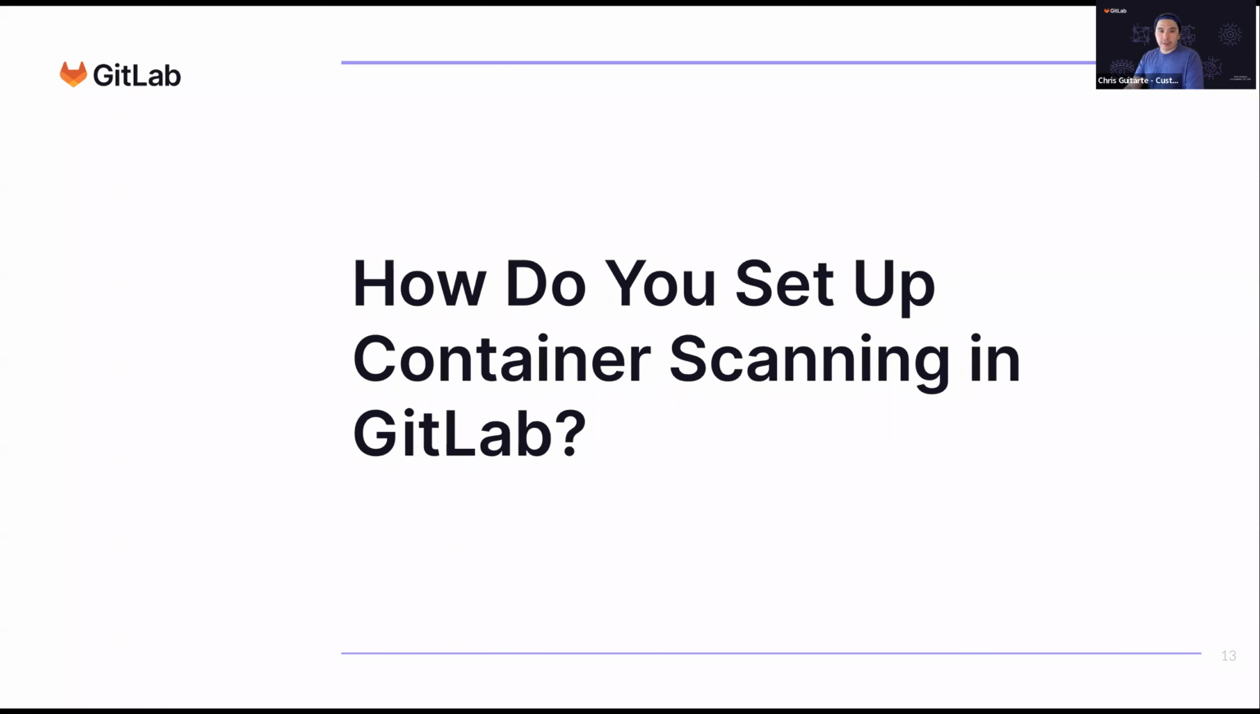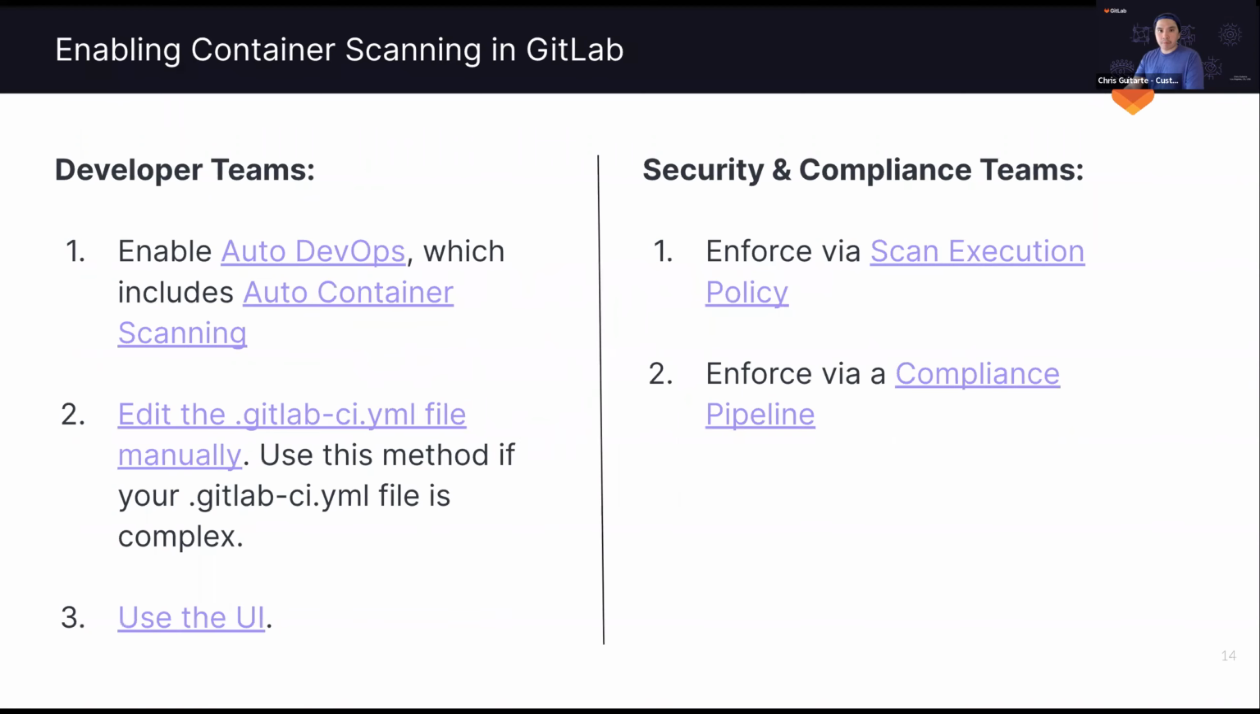So how do you set up container scanning in GitLab? There are two ways you can do it depending on your persona. For developer teams, you can enable Auto DevOps, which includes auto container scanning. You can also edit the GitLab CI YAML file manually, and I would recommend this method if your GitLab CI YAML file is complex or already in place.